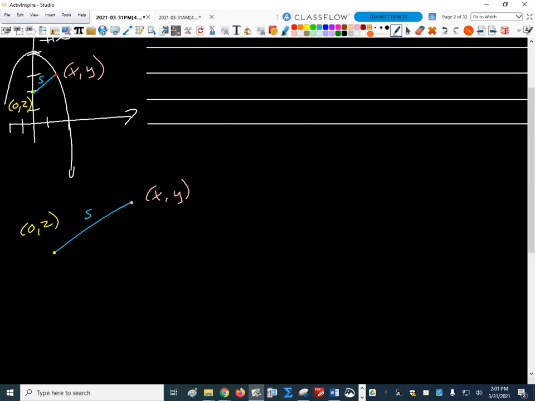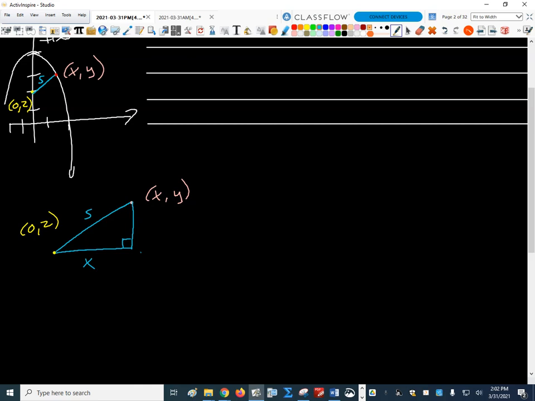One of the points and then 0 and 2 for the other point. Okay, so the distance formula is really just the Pythagorean theorem, right? So if that's S, that's like the hypotenuse of my triangle. The base of the triangle is just going to be the difference in the x coordinates. So this one is 0, this one is x. So what is that distance then? What's the length of the base? Just x, right? X minus 0 is the same as x. So that's x.